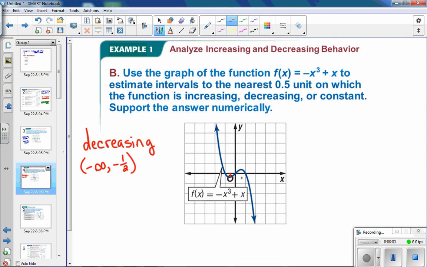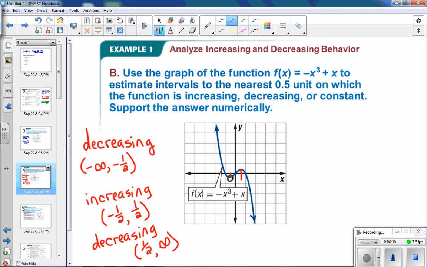Then it looks like it's increasing up until I get to this spot right here, which looks like about positive 1/2. So it's increasing from negative 1/2 to positive 1/2. And then it's decreasing as we continue to move towards the right from x equals 1/2, so x goes towards infinity. So it's again decreasing as x goes from 1/2 to positive infinity. So that would be how we would show that with a graph.